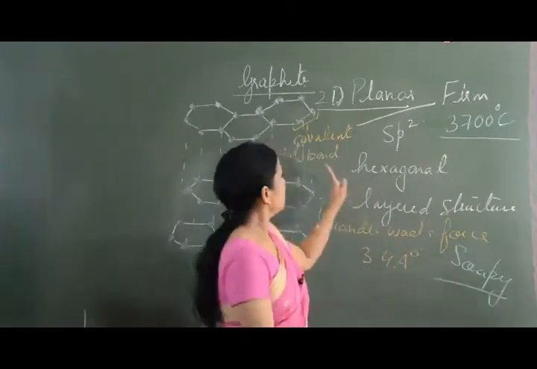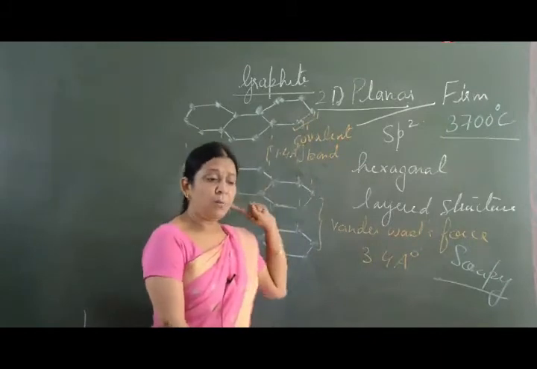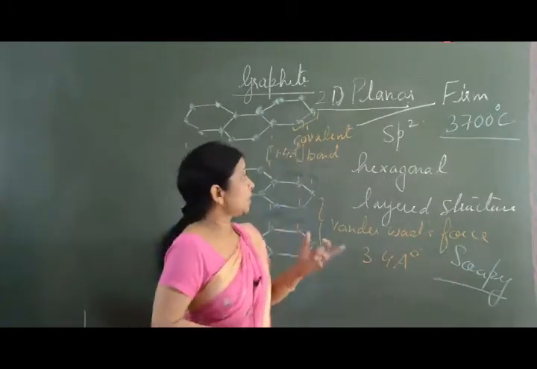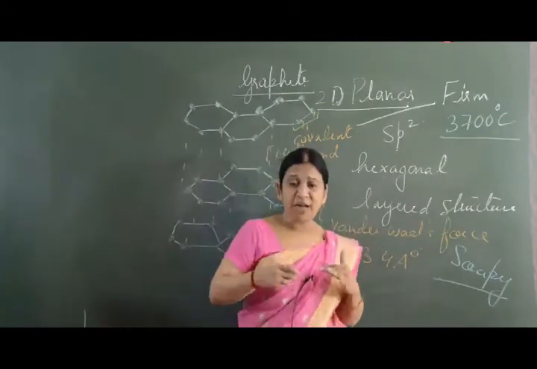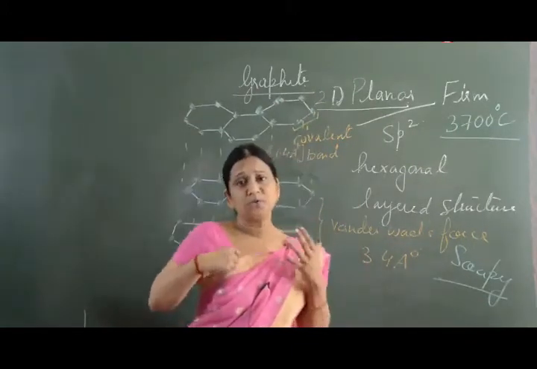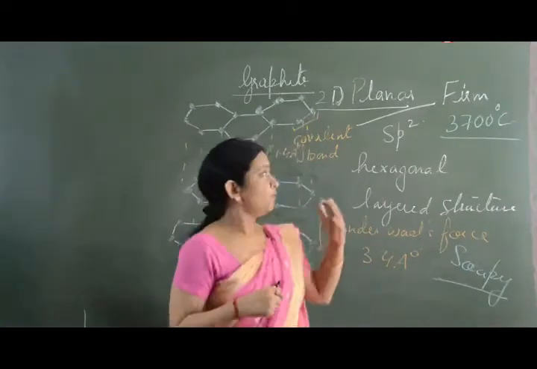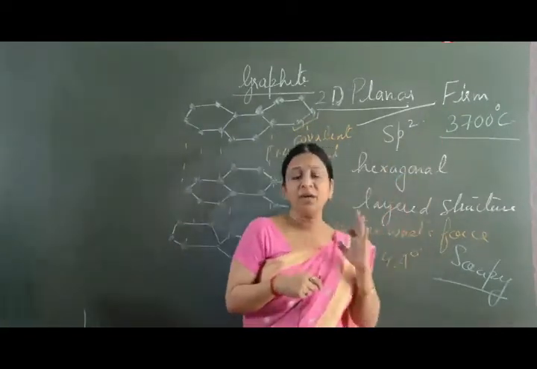The bond length is of the order of 1.4 angstrom. Because of the presence of covalent bonding, it provides a firm structure to the graphite, and a consequence of covalent bonding is that the melting point of graphite is very high. It is of the order of 3700 degrees Celsius.